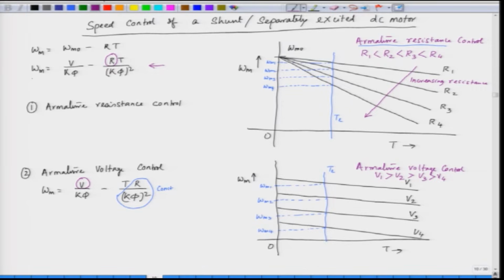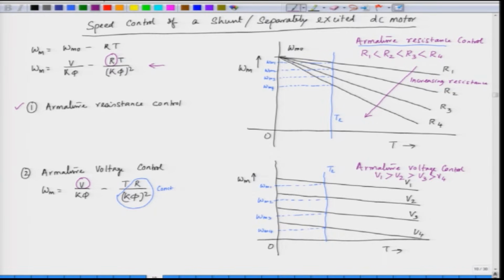The speed is omega m, that is equal to the terminal voltage V by k phi, where phi is the field flux, minus the resistance R times the torque of the motor by k phi whole square. Now, this characteristic is a straight line. So, we have various methods we discussed in the last lecture. We can go for armature resistance control, where we control the value of R here.